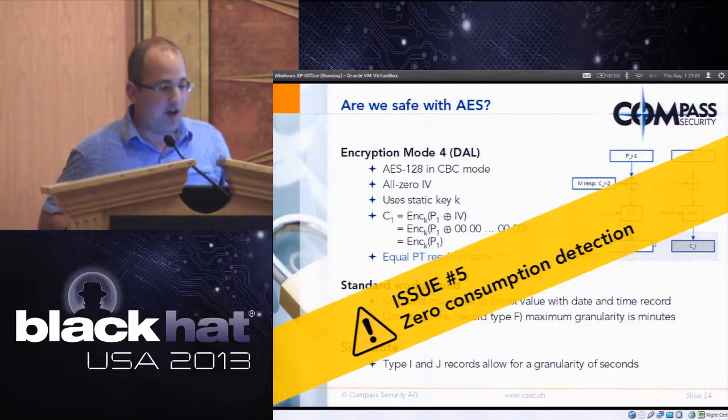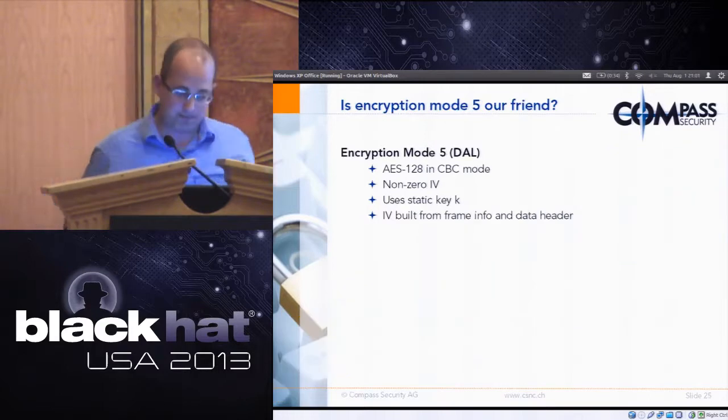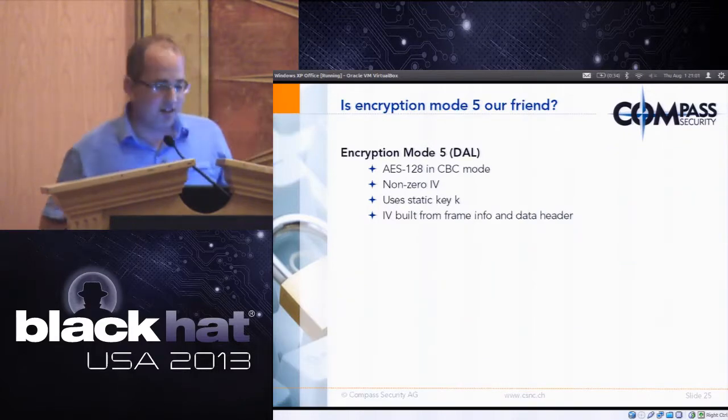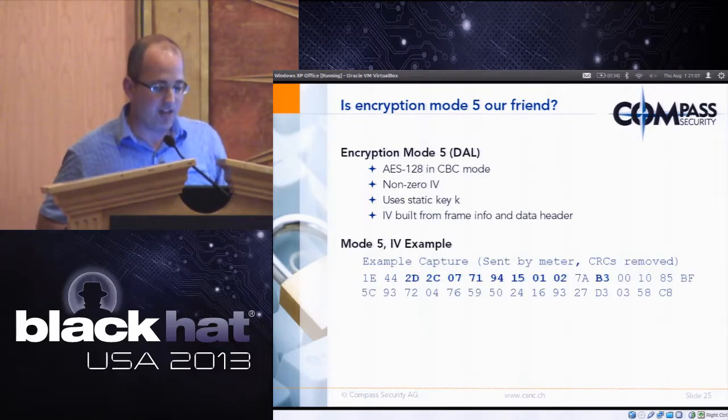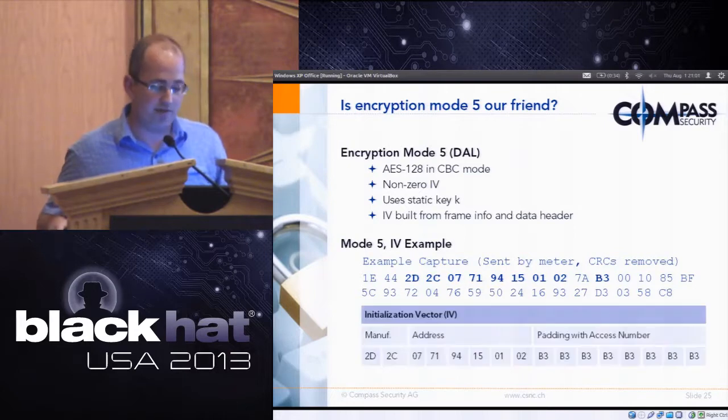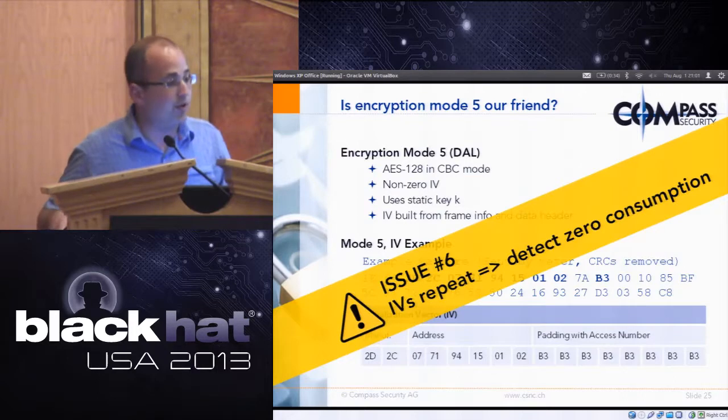Good, then I thought, how about mode 5? It's a non-zero IV. So the IV is actually constructed from the frame header. So it's known information. So they take the manufacturer, the address of the device, and the access number, so the message number, to create an IV. I then thought, okay, let's have a closer look at it. What could we do? We could still detect zero consumption. Why?